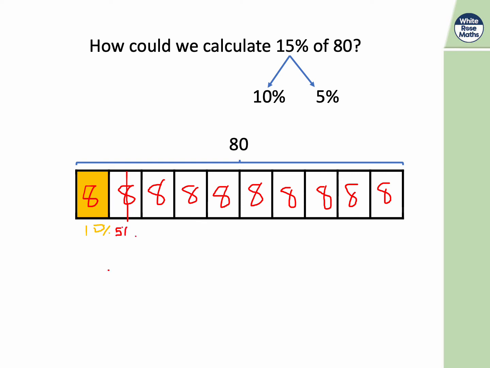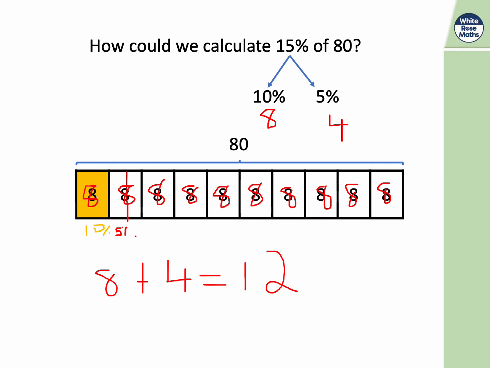I've got 8 plus 4. So 8 is equal to 10%, and 4 is equal to 5% of 80. So that's equal to 4 there, and that's equal to 8. 8 plus 4 is equal to 12, guys. There you go. So 8's all there, and then it's worked out here. It's chopped that into 4. So 10% and 5%. There we go.